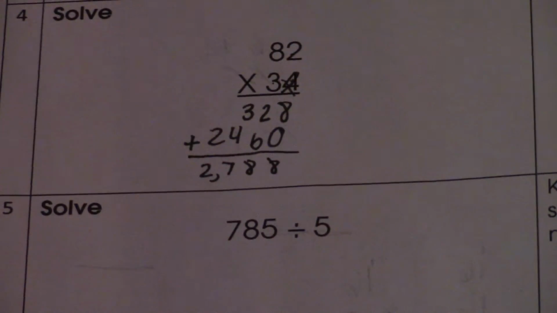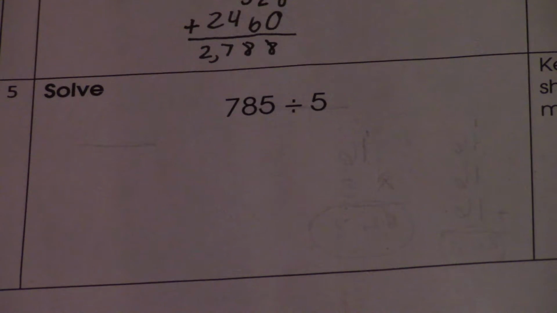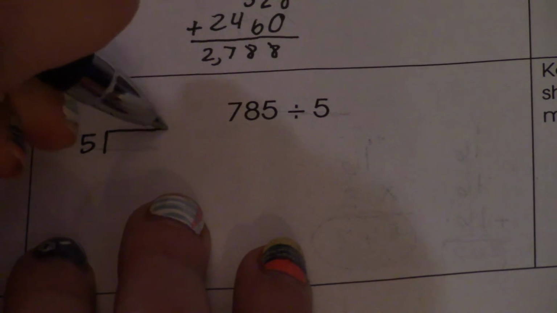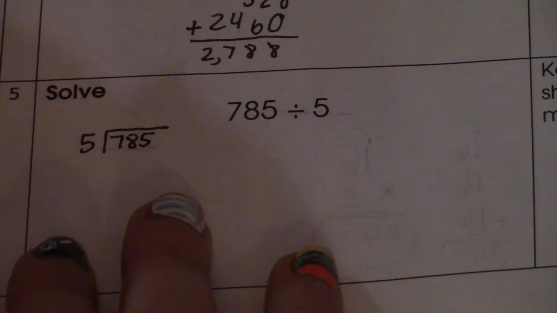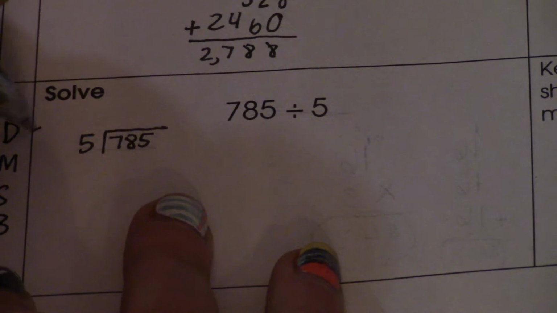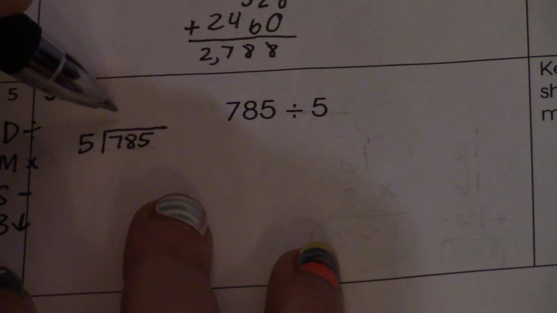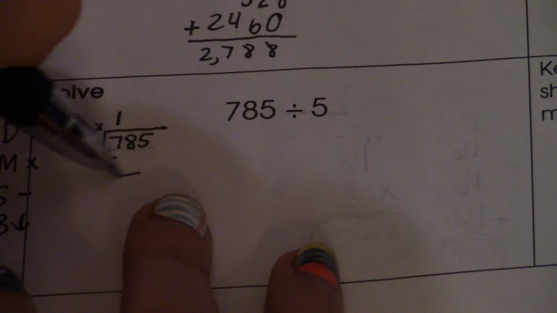The next one says 785 divided by 5. Now, the first thing I need to do is set this up in the standard algorithm. So it's going to look like this. 785 is going to be under the house, and the 5 is going to be outside. Now, for me to remember my long division, I use Dad, Mother, Sister, Brother, and that stands for division, multiplication, subtraction, bring down. So divide. How many times does 5 go into 7? 1 time. 5 times 1 is 5.